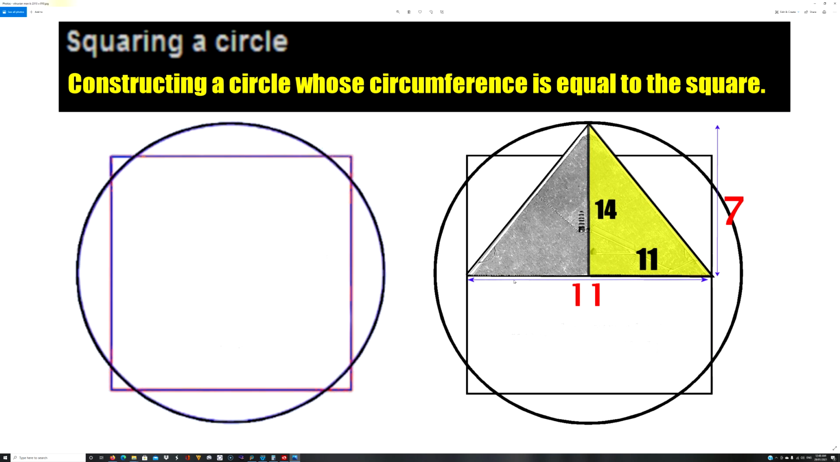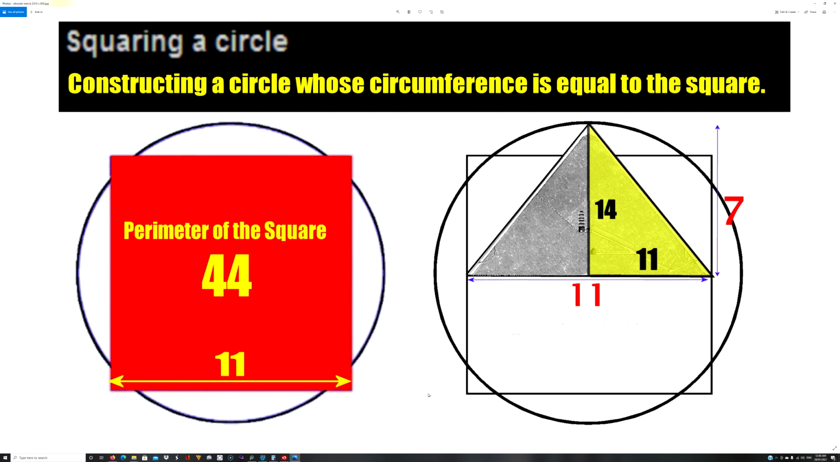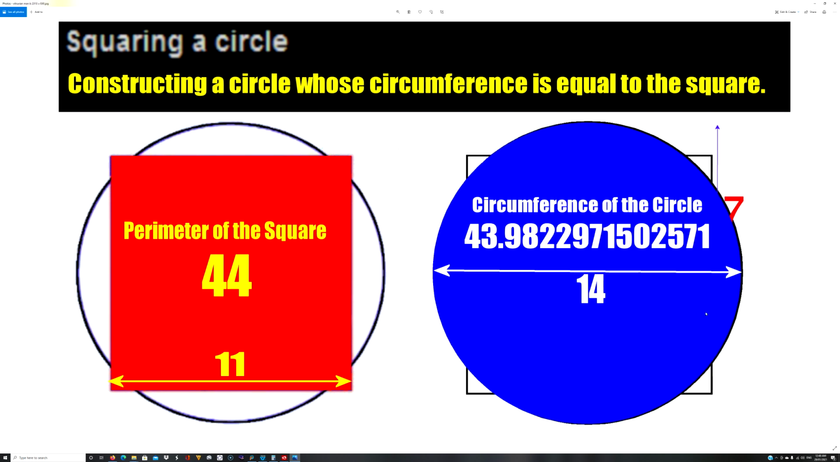So the base of a pyramid is 11, therefore the edge length of the square is 11, therefore the perimeter of a square is 44. The radius of the circle would be 7, or in other words, diameter of 14. And so if the diameter is 14, then the circumference of a circle will be 43.98229, etc. Again, very close approximate.